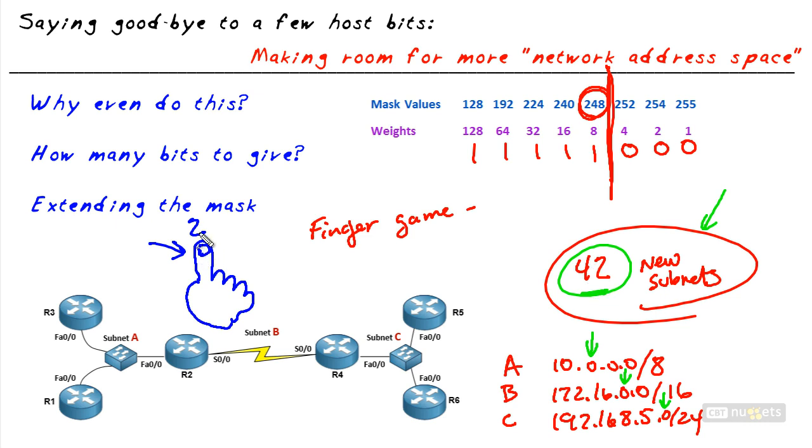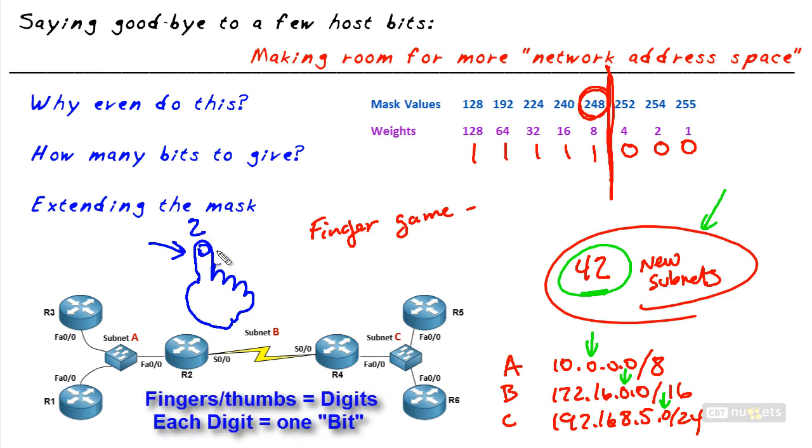So we put our thumb in the air, we say 2, that's not enough. We bring up another finger, and we go to 4. That's not enough. We bring up another finger. We go to 8. That's not enough. We bring up another finger. That's 16. That's not enough. We bring up another finger. That is 32. And that is not enough. So if we sacrificed 5 bits for custom subnetting, we would only get 32 subnets, which isn't enough.